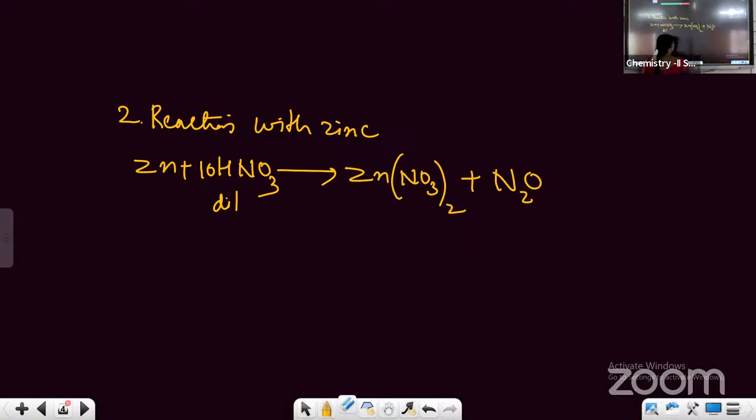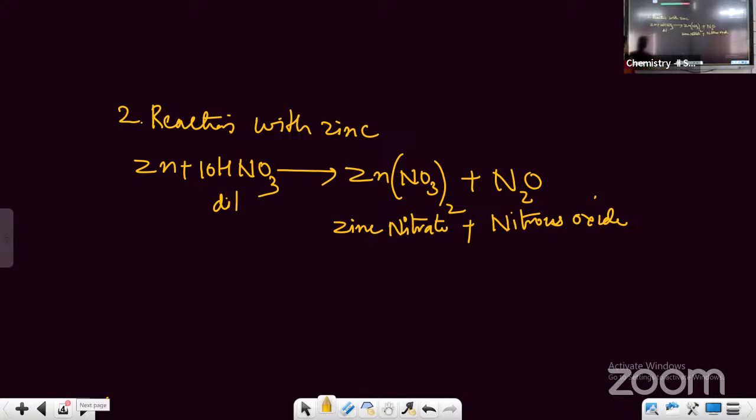Right? So now what is this N2O? This is nitrous oxide. So what is the statement? Zinc reacts with dilute HNO3 to give zinc nitrate plus nitrous oxide. Okay. The next is, try to balance this reaction.